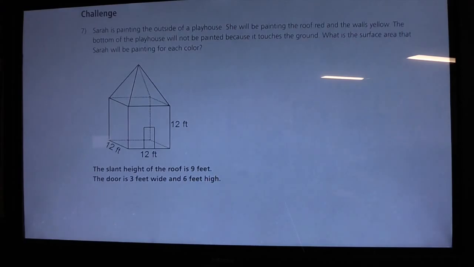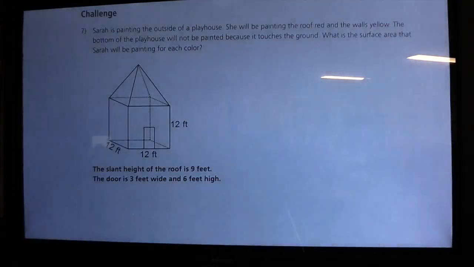So here's my plan for figuring this one out. The first thing I'm going to do is find the surface area of the roof. I'm going to find the surface area of just one triangle that makes up that roof, multiply it by 4 because there are 4 triangles that make it up. And then I'm going to find the surface area of one of the rectangles, or I guess we would call it a square because it's 12 by 12. And then I'll multiply that by 4. And then from that, I'll have to subtract the surface area of the door because she's not painting the door.